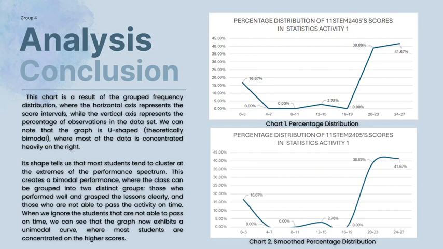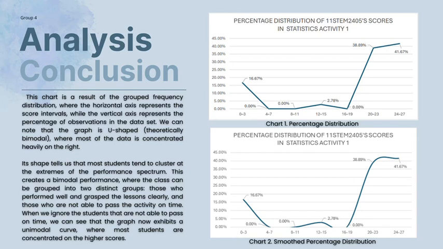So our chart here is U-shaped, which means that students lie on the extreme ends of the graph. So we can basically group the class or the students into 2 distinct groups. So first is the group that is not able to pass the activity on time. So this group or these students lie on the left side of the chart. And the other one is the students that performed well and grasped the lesson well. So they basically lie on the right side of our graph.